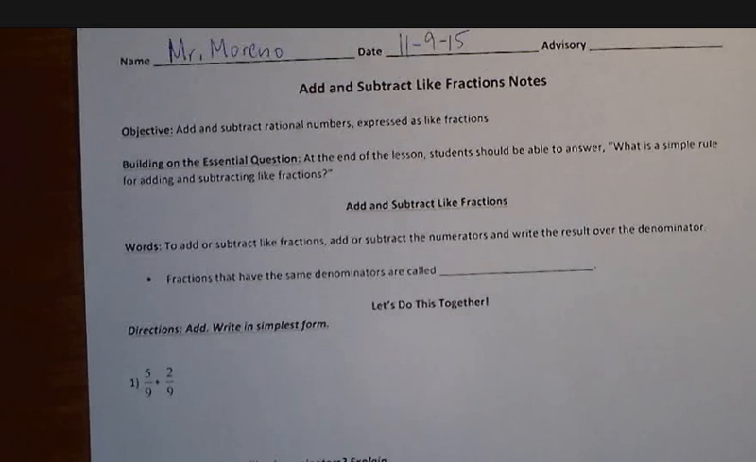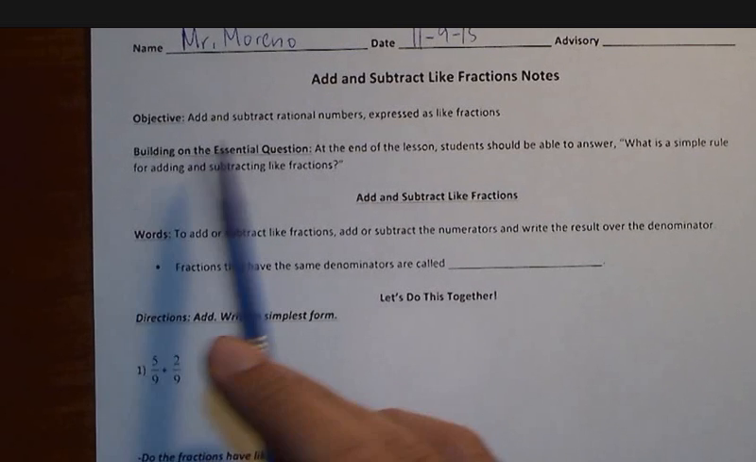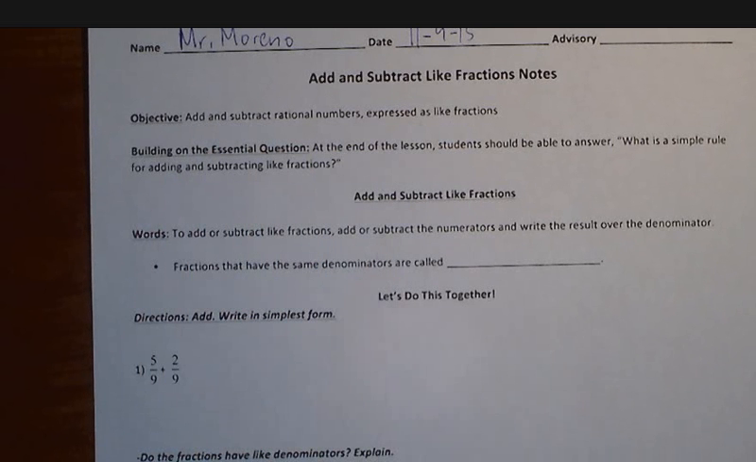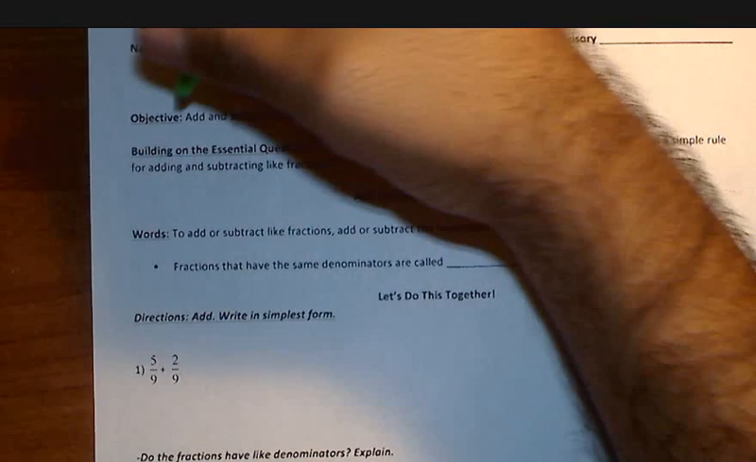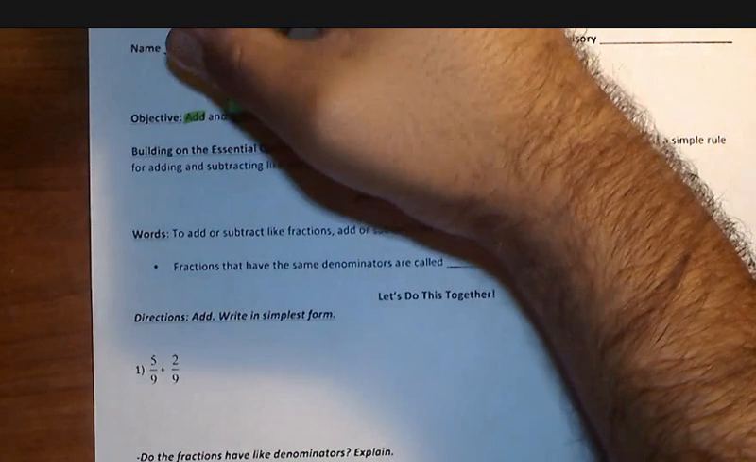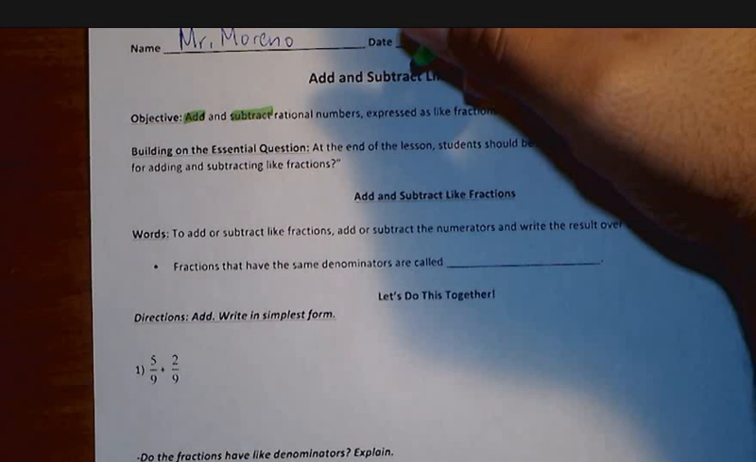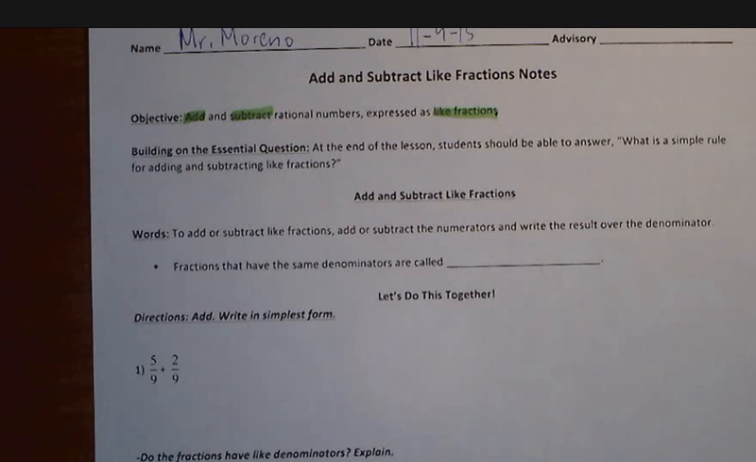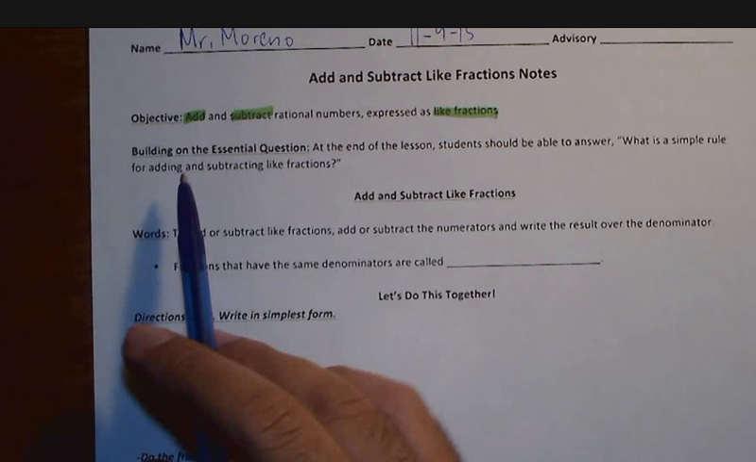As far as our objective, we want to be able to add and subtract rational numbers expressed as like fractions. Now today's lesson isn't too difficult. On Thursday, when we cover this more in depth, we're going to cover adding and subtracting unlike fractions.